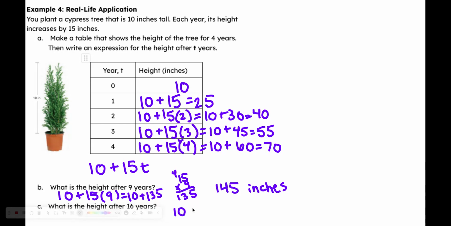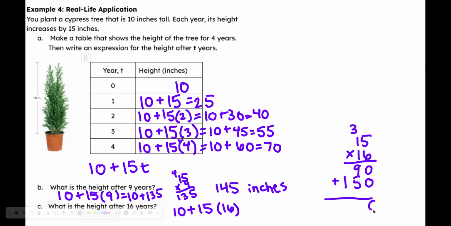So I've got 10 plus 15 times 16. So I'm going to do 15 times 16. 6 times 1 is 6, plus 3 is 9. There's a 0 here because now I'm multiplying by 10. 10 times 5 is 50. 10 times 10 is 100. Add them together. 9 plus 5 is 14. Carry the 1. I get 240. So this is 10 plus 240, which is 250 inches after 16 years.